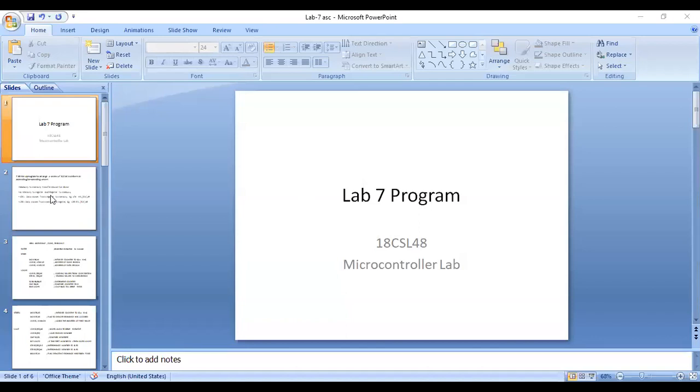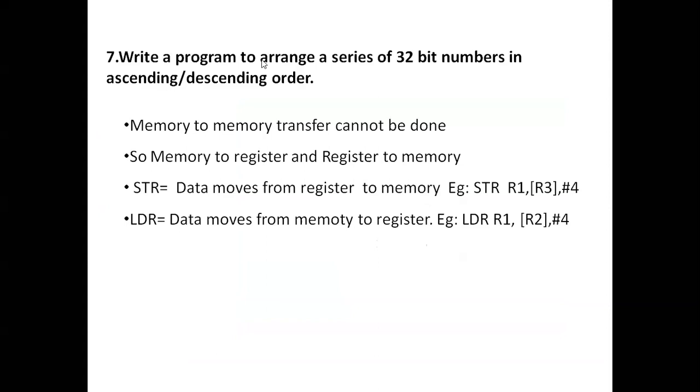Okay, we are starting with the seventh program. Here we'll see how to write a program to arrange a series of 32-bit numbers in ascending or descending order. Here we cannot move the data from one memory location to another directly. So what we do is move the content of memory to a register and then from the register to a memory.